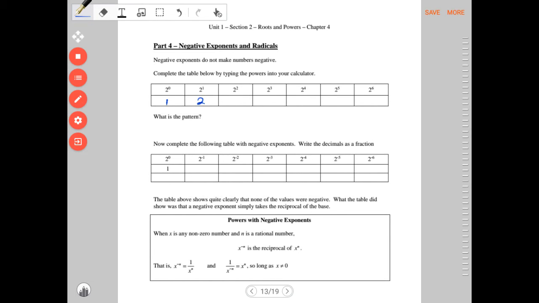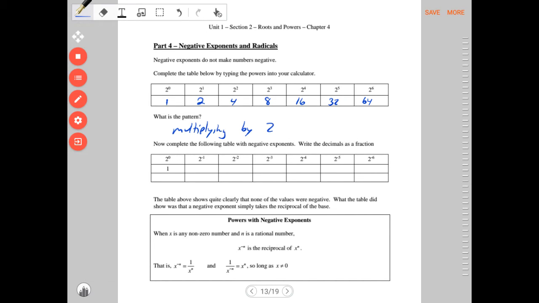2 to the 1 is 2. 2 squared is 4. 2 cubed is 8. 2 to the 4 is 16. 2 to the 5th, 32. And 2 to the 6th is 64. What's the pattern? Well, you can see that this pattern is multiplying the previous number by 2. So everything goes up by 2.